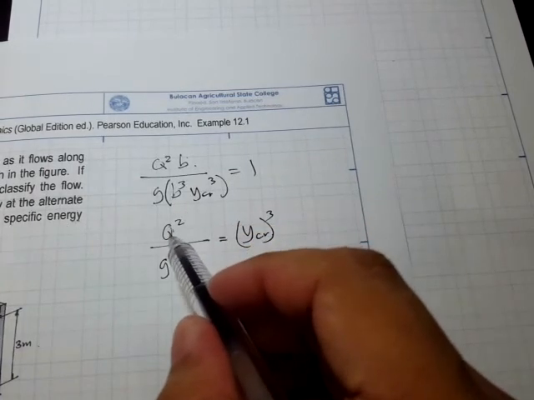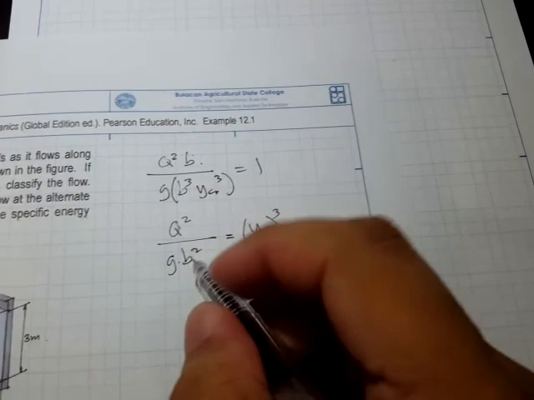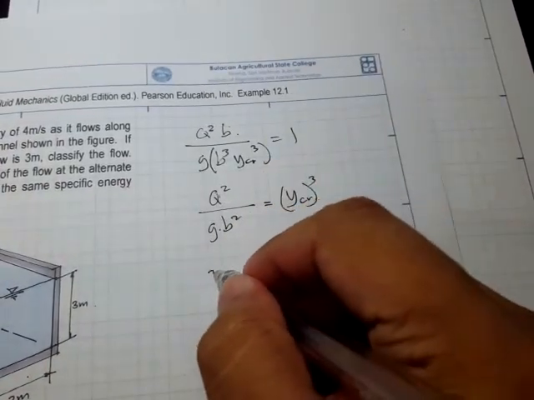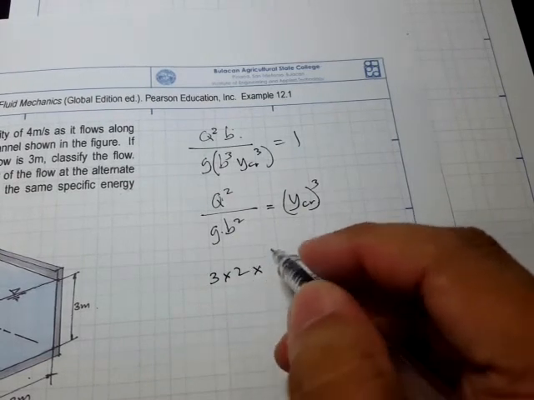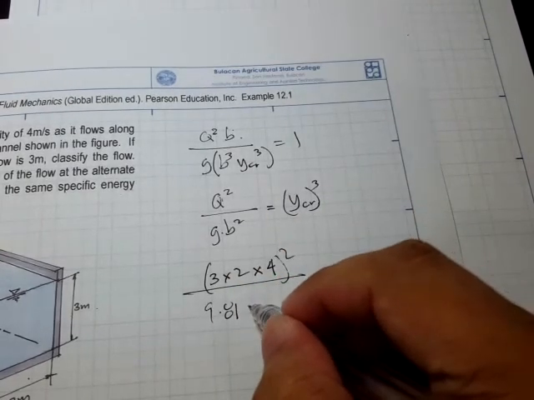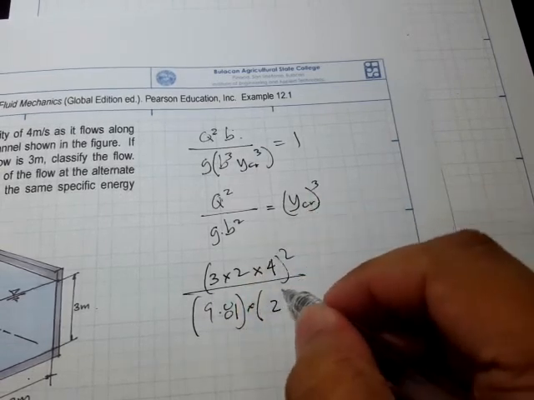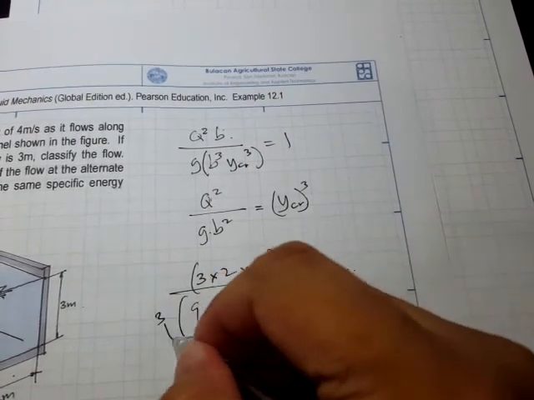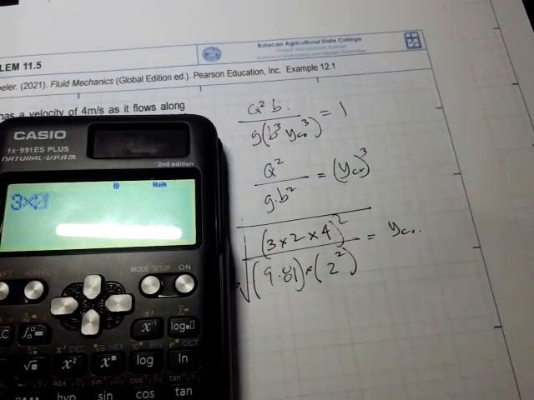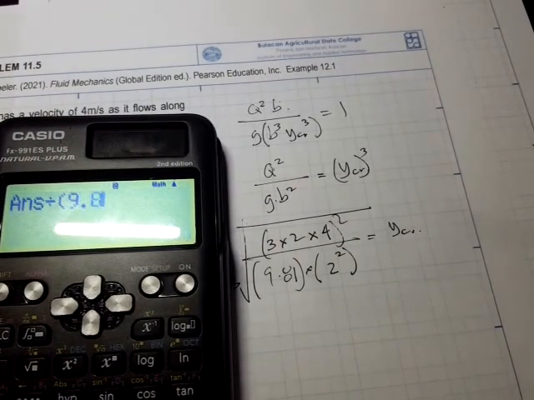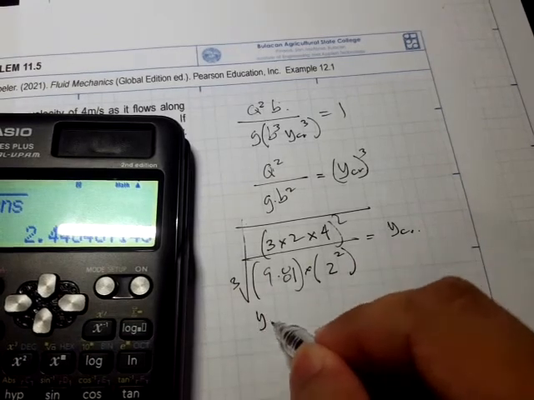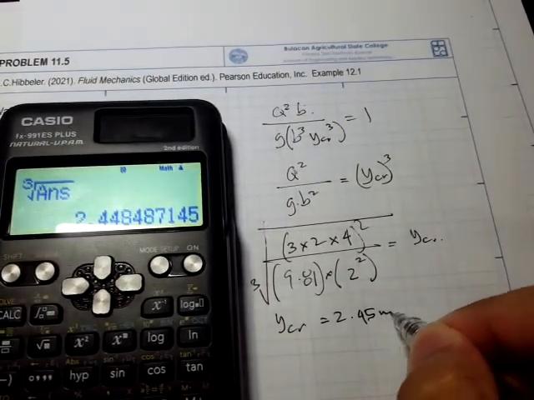Okay, so if we substitute the values, recall that Q is simply the area, that's 3 times 2, times the velocity, which is 4, and we square this, divided by 9.81 times b, which is 2 squared, and we take the cube root. So 3 times 2 times 4 squared, divided by 9.81 times 4, and we take the cube root. This is 2.45. y cr is equal to 2.45 meters.